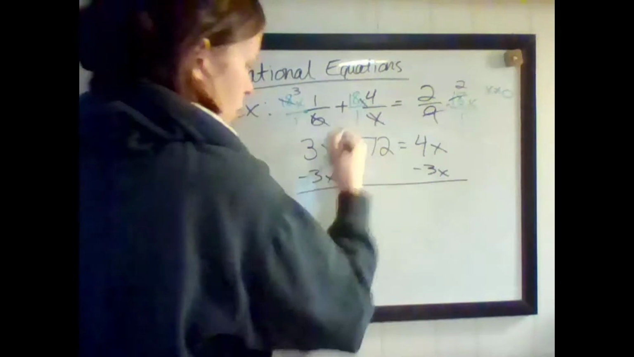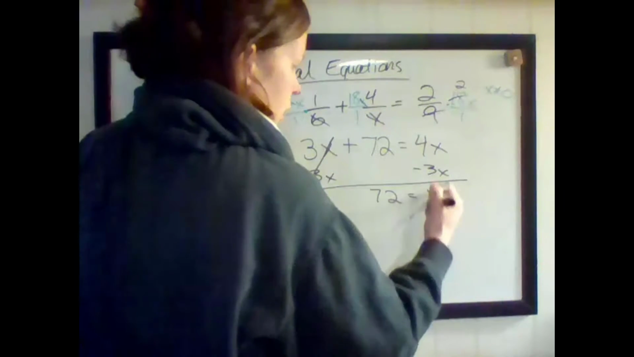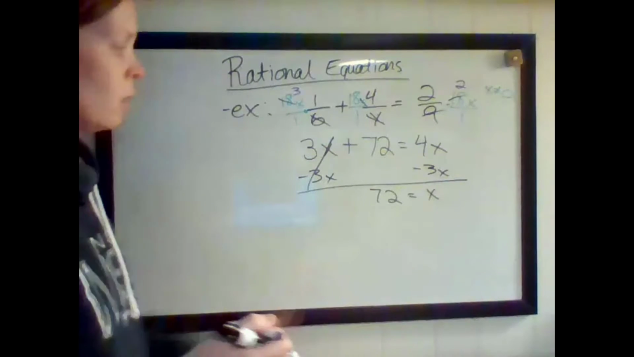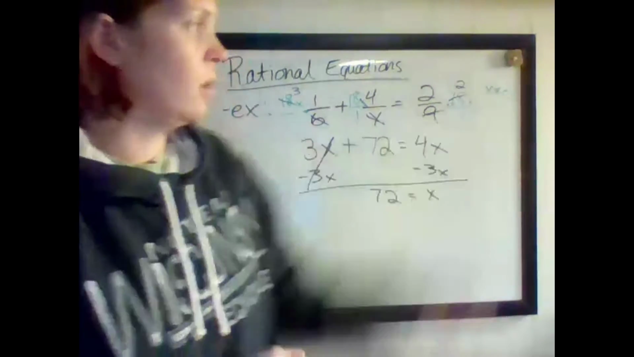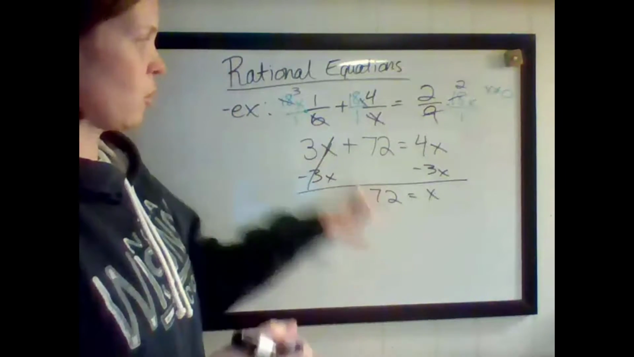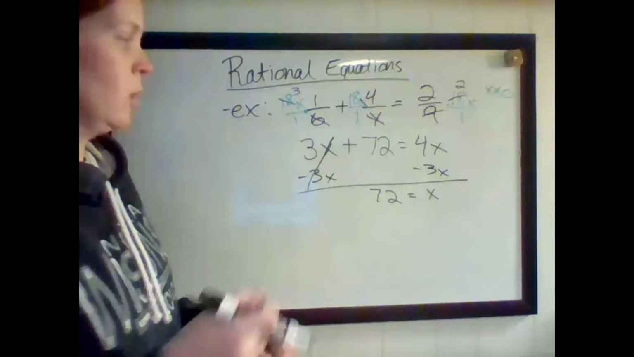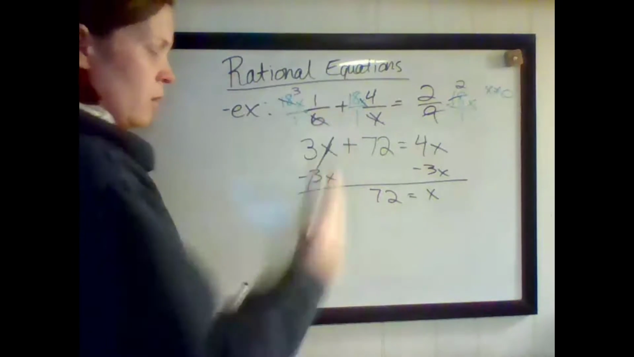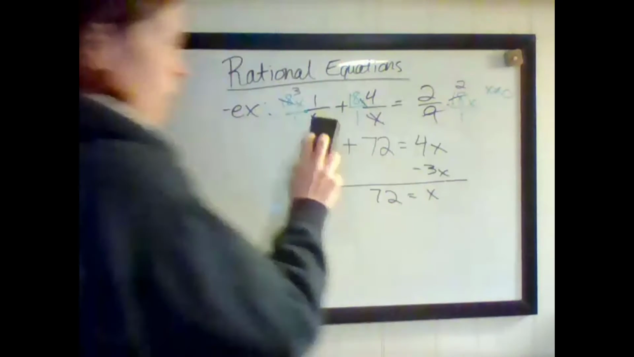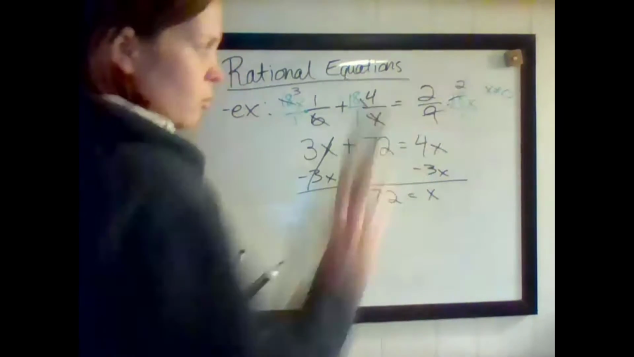So if I subtract 3x from both sides, x equals 72. So I go back, check my domain. That is not restricted from the domain, so I should be able to plug this in, check it out, and it should work out. And it does. Plug it in, double check that 6 plus 4 over 72 equals 2/9.